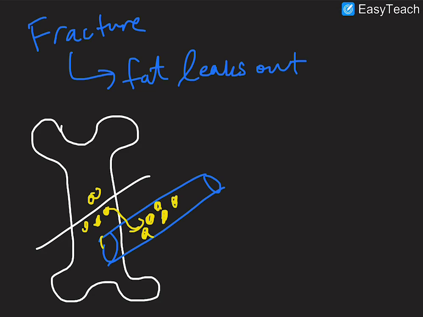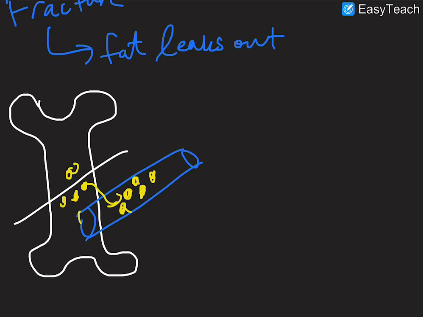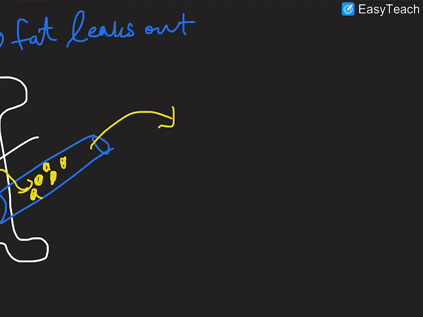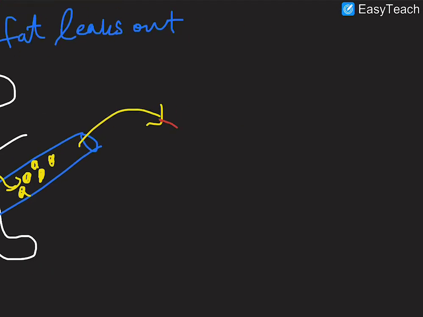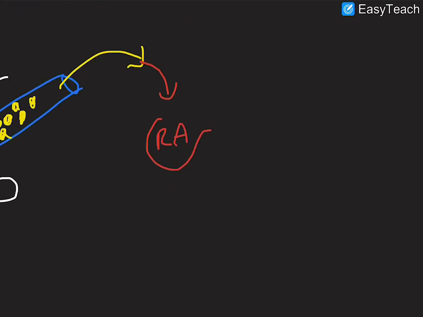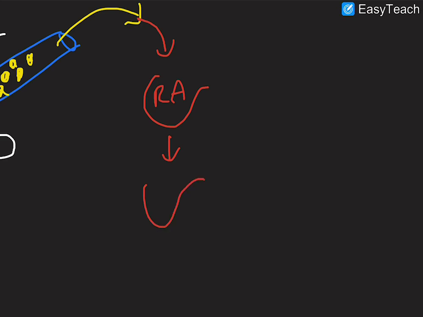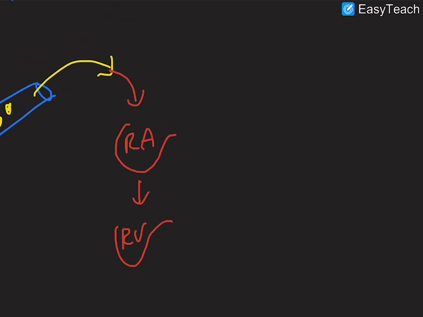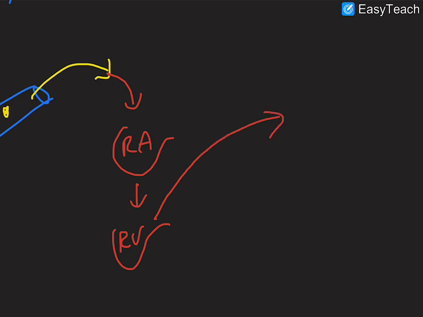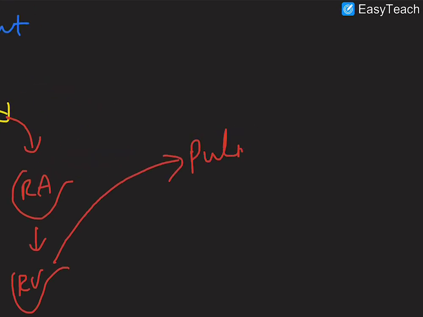And where do veins go? Remember, our veins give this blood to the right side of your heart. So they're going to dump this blood into the right side of your heart. It's going to eventually go to your right atrium, then from your right atrium to your right ventricle. And then from your right ventricle, these fat globules will be pumped out into your pulmonary vasculature.